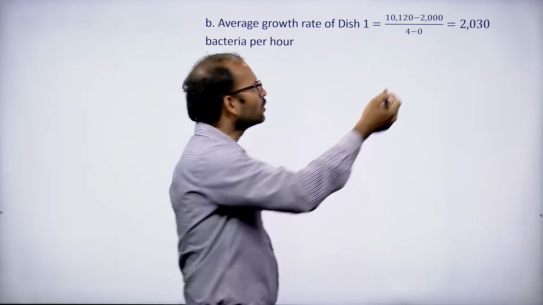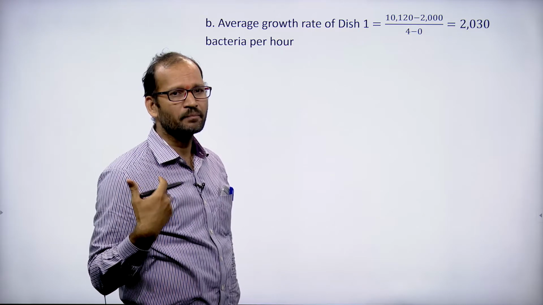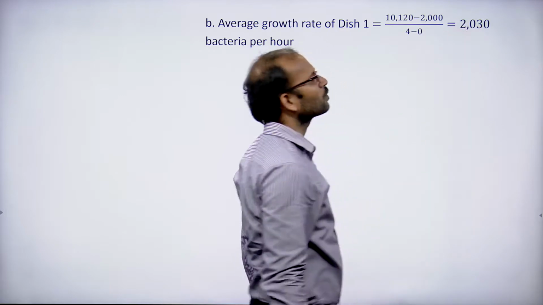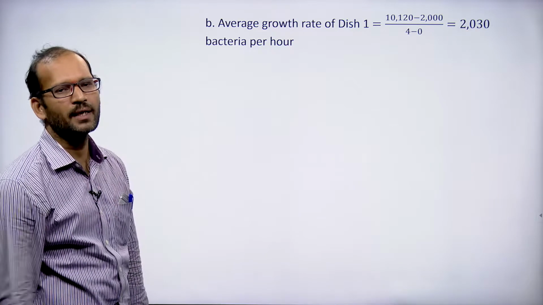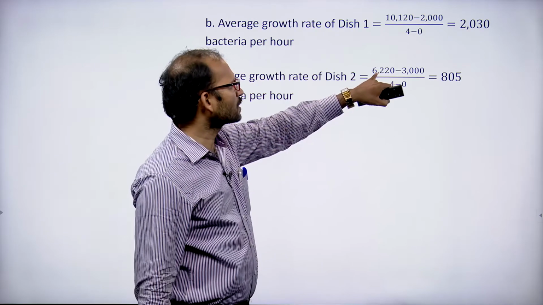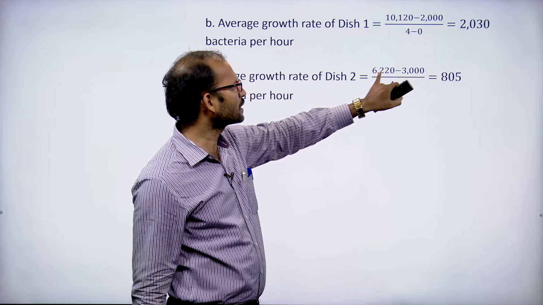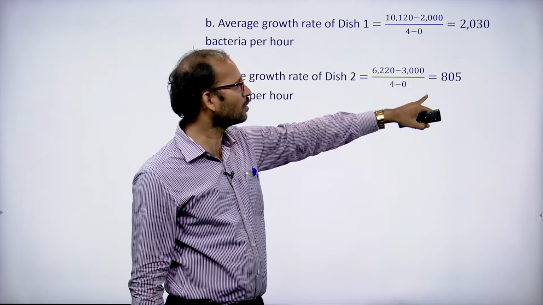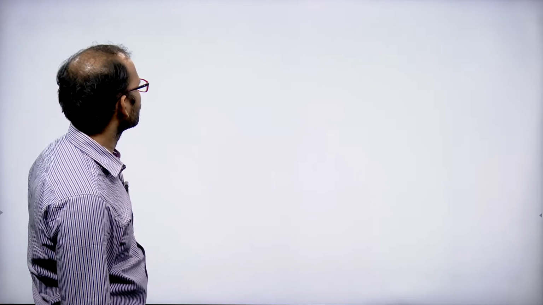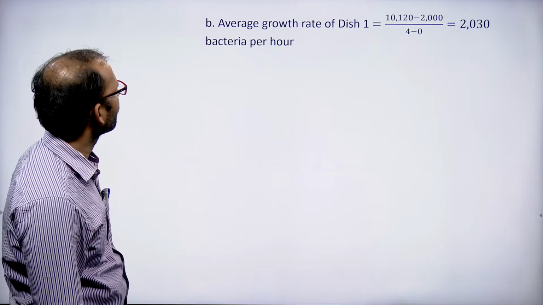At time t equal to 0, 2000 is there. By 4 minus 0, at time 4, right? So 4 minus initial time 0, 4. So this is the time duration. So in 4 hours, how much? 2030. This is the average rate of bacteria in dish 1. What about dish 2? After 4 hours, 6220 minus initially in dish 2 we are having 3000. So 6220 minus 3000 by 4 minus 0, which gives you 805. Okay. So these are the questions. The options are not mentioned here.